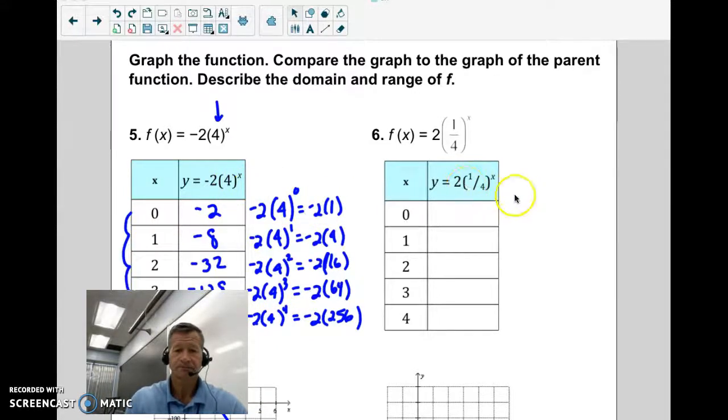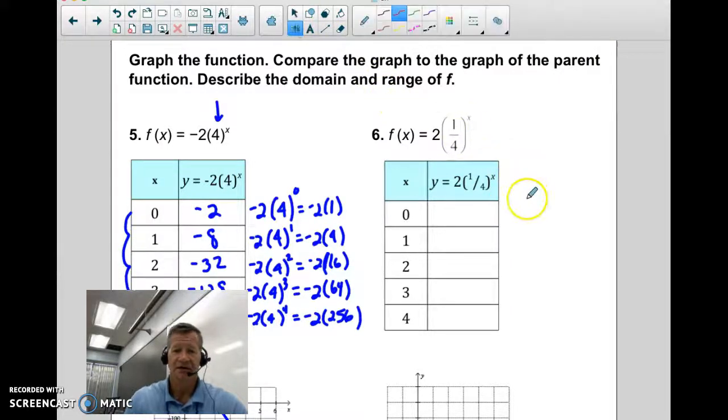Okay. So 2 times 1/4 to the x power. So let's start, oops, get my marker back. Let's start with 2 times 1/4 to the 0. Remember, anything to the 0 is 1. 1 times 2 is 2. I'm going to make a point at 0, 2.